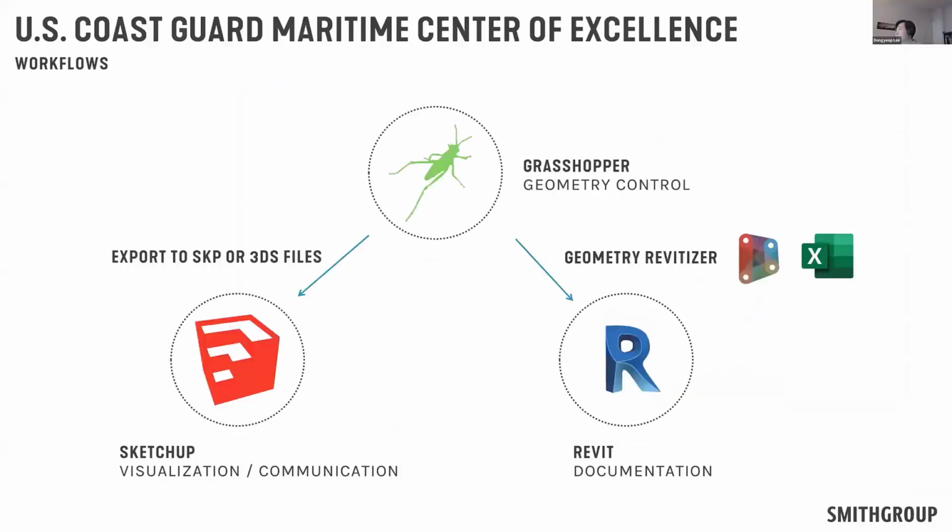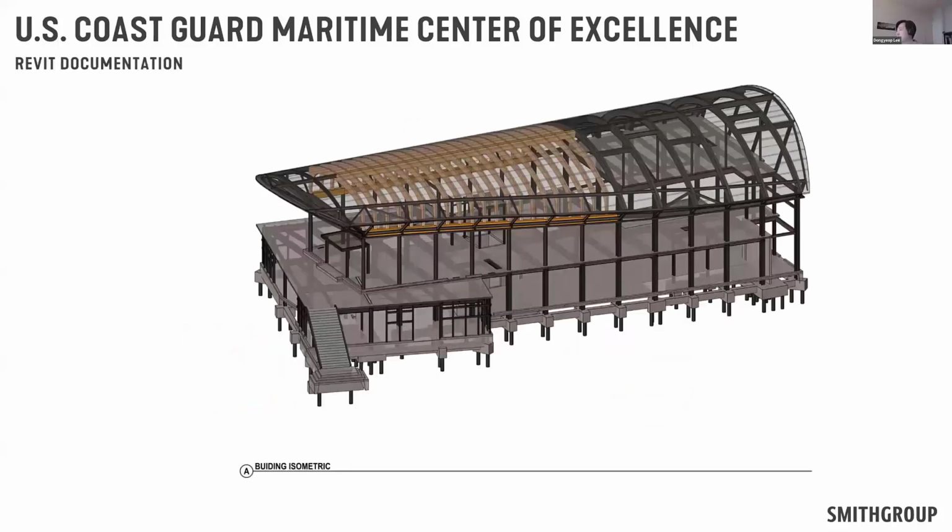Grasshopper was the main application for controlling the building enclosure design. The geometry was then transferred to SketchUp for visualization and communication within the project team. And the same geometry was transferred to Revit for the documentation by Dynamo and Excel. And right now, Rhino.Inside.Revit has come out, so the process is simpler than this.